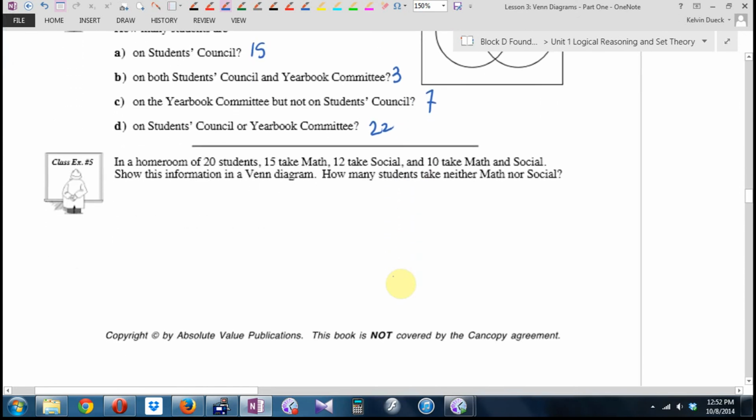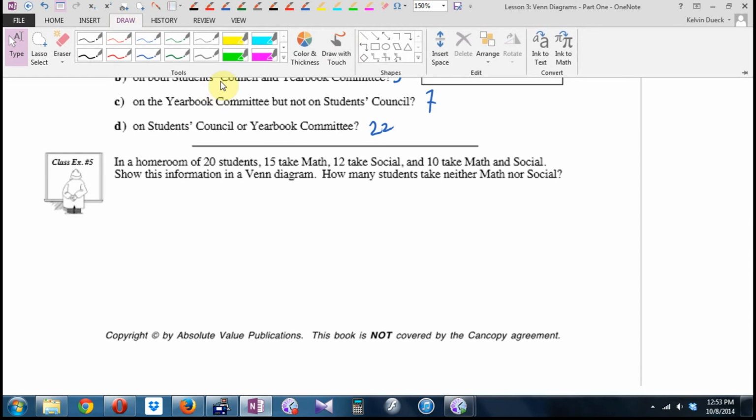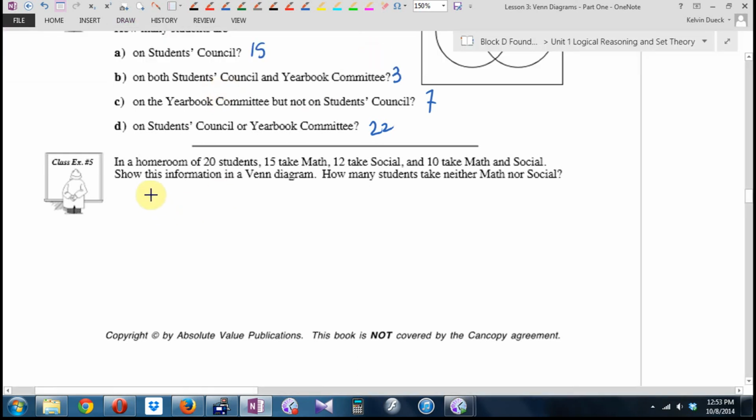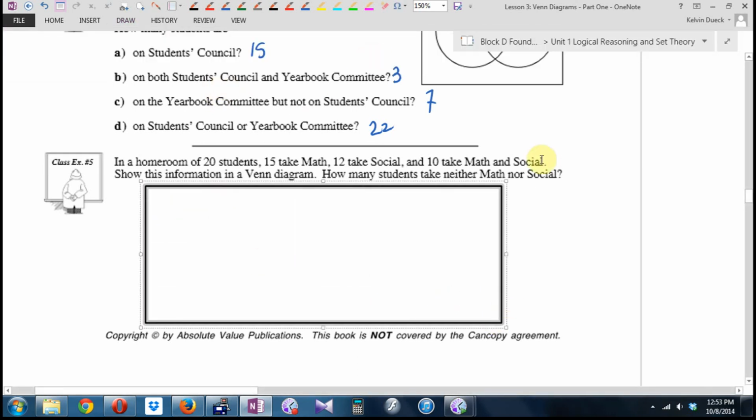Drawing Venn diagrams. This is important, and I'm going to show you a good trick. It says in a homeroom of 20 students, 15 take math, 12 take socials, and 10 take math and socials. Show this information in a Venn diagram. Are there some that take both? That's going to be the key to drawing this. So the first thing that we're going to do is draw a rectangle. I'm not good at drawing these, so I'm going to cheat.